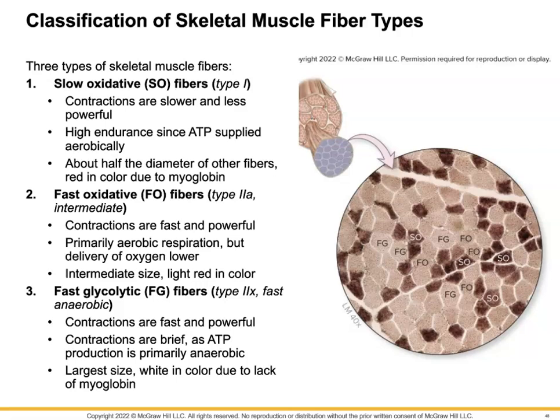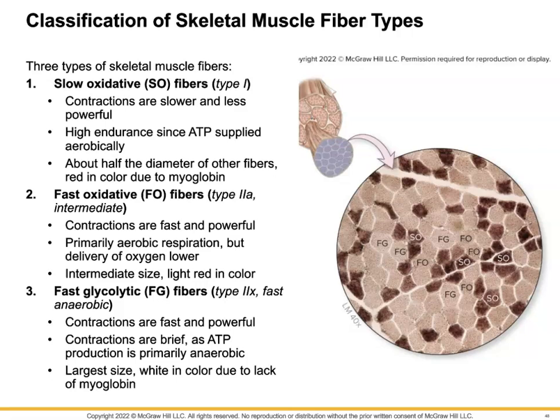All right, second classification is the fast oxidative. Sometimes we call those the intermediate fibers. They're the least abundant of the skeletal muscle fiber types. They're sort of intermediate in size as compared to the slow oxidative or the fast glycolytic. So they contain fast ATPase, break down ATP, make it fast. They produce a fast, powerful contraction because there's plenty of ATP available because it's undergoing aerobic cellular respiration.